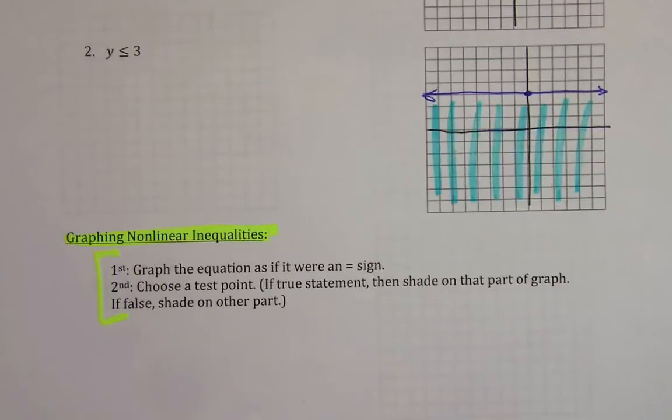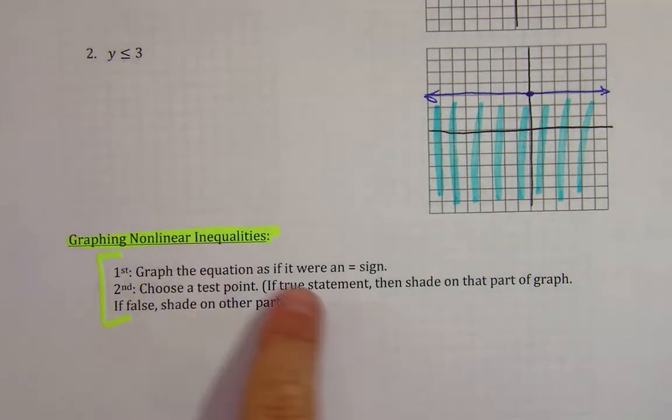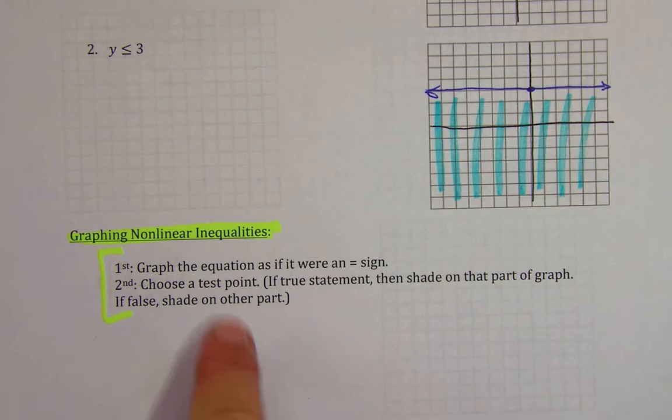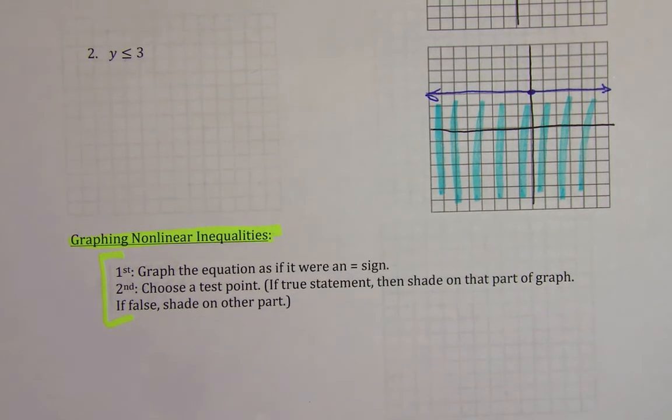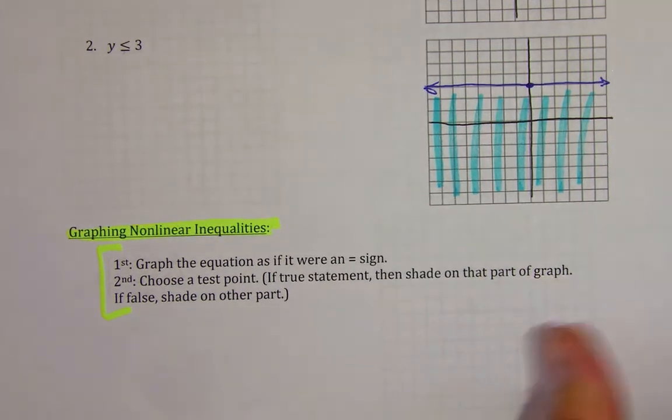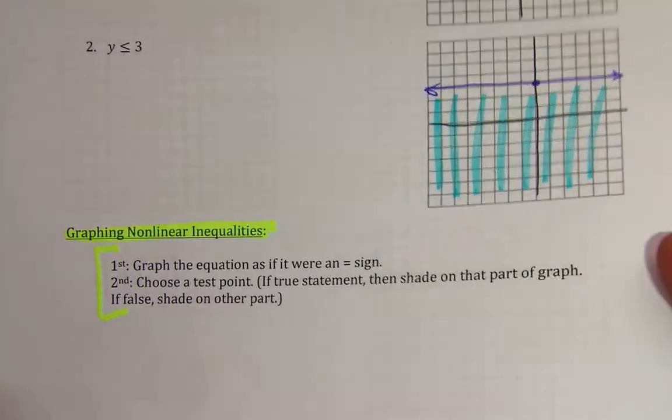Okay. Moving up a little bit, it says graphing nonlinear inequalities. What if what we're graphing is not a linear equation? What if it's a quadratic or something else? So what we can do then is we can graph the equation as if it were an equal sign. And then we're going to choose a test point to decide if it was shaded inside or shaded outside. If we get a true statement, we shade on that part of the graph, and if not, we shade on the other part. So let's go ahead and get into some of those examples.